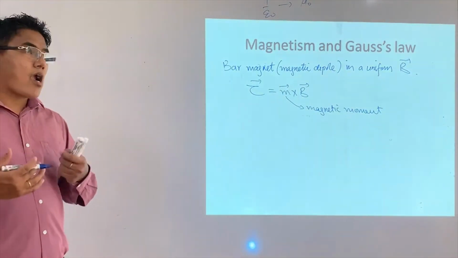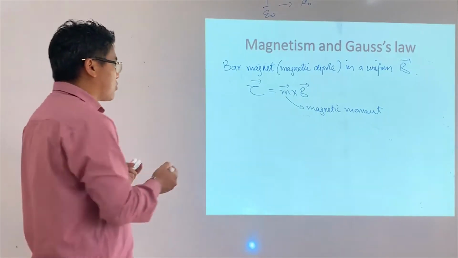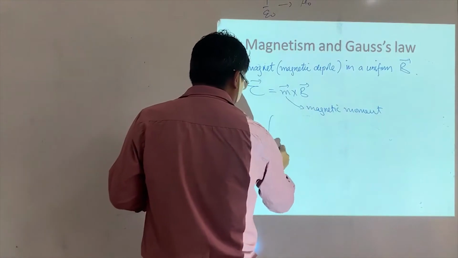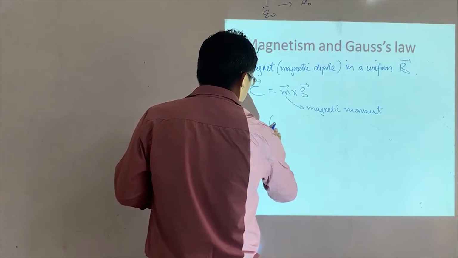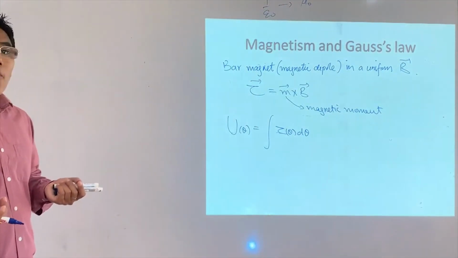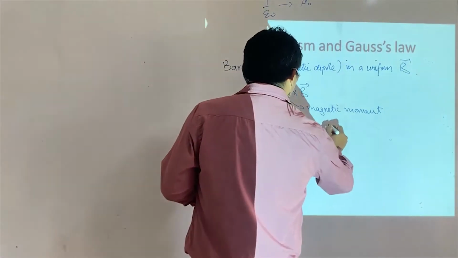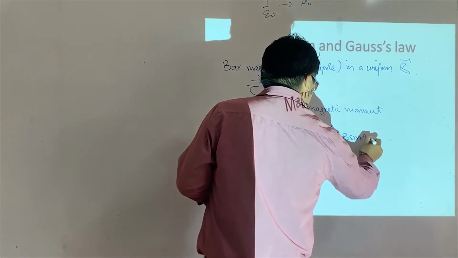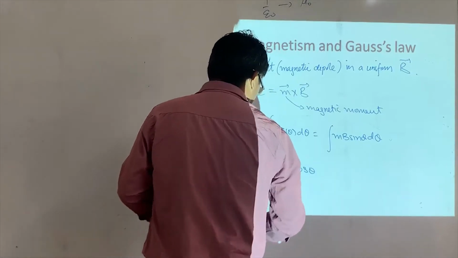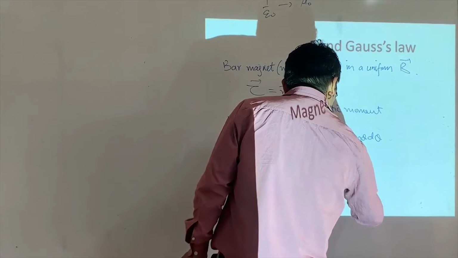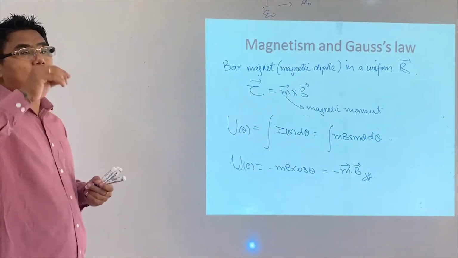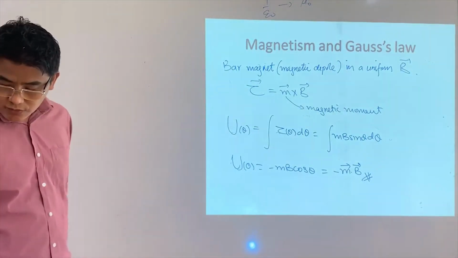Now, what about the potential energy stored, right? The potential energy stored to move through a small angle d theta would be equal to the torque times d theta. That means I rotate through a very small angle, and the rotational potential energy is torque into d theta. And what is the torque? The torque is mB sine theta d theta. So the potential energy stored would be equal to minus mB cos theta, right? This is the potential energy stored when you keep a bar magnet in an external magnetic field.